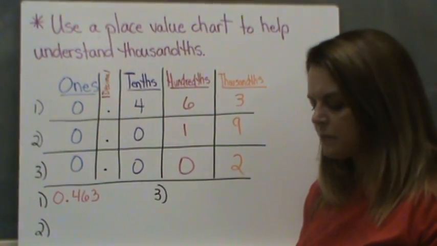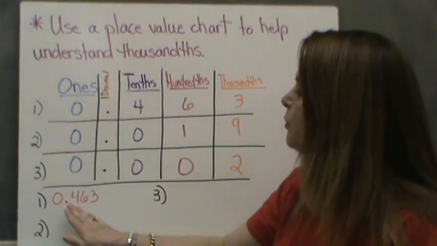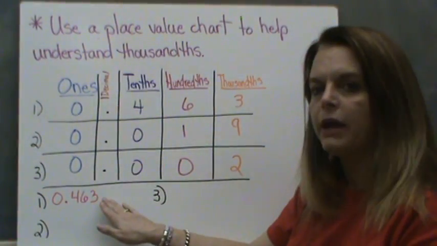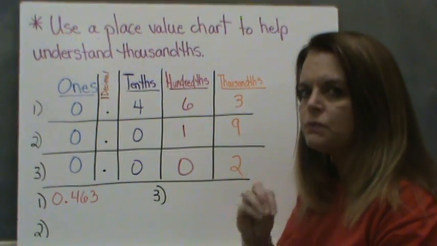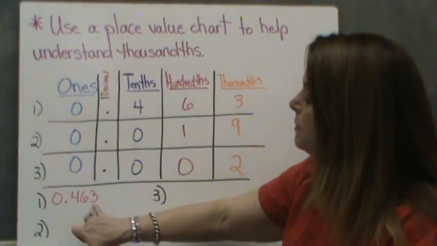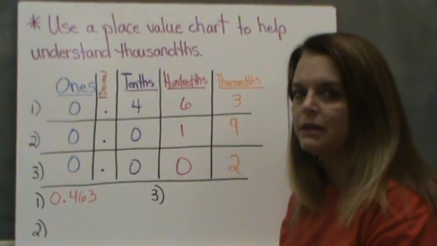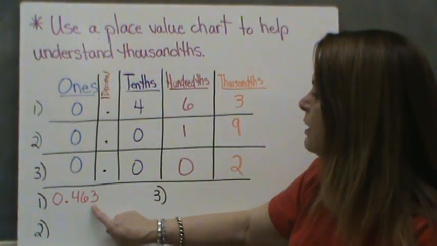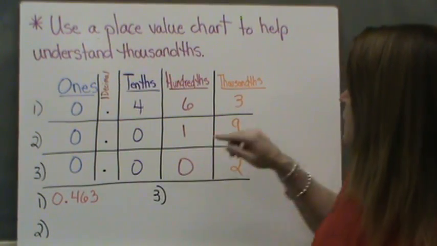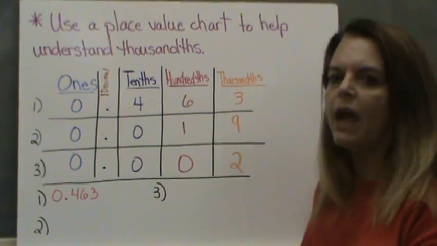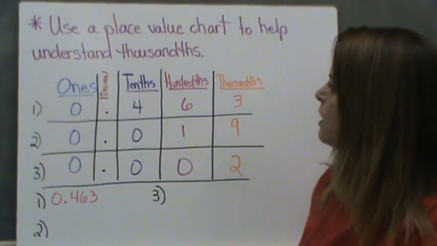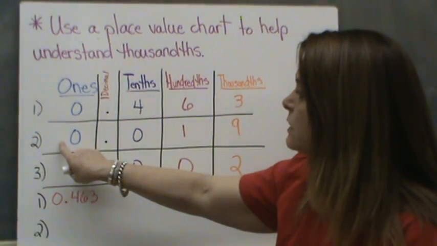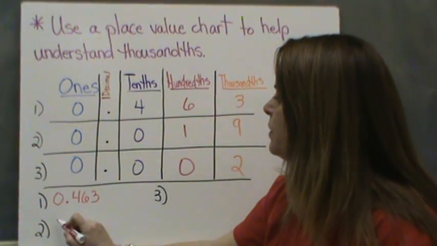Now to read this number, remember, I'm going to read the number to the right of the decimal, and the last word I say is going to be the place value of the last number. So I'm going to read this as 463 thousandths, because my 3 is in that thousandths place. All right, let's look at another one. Number 2, I have 0 ones.